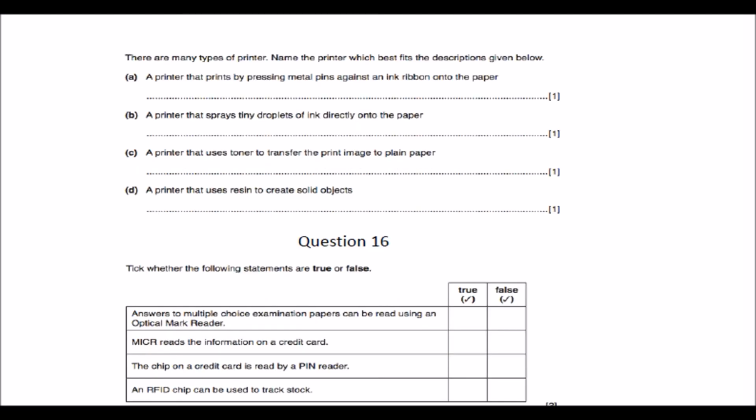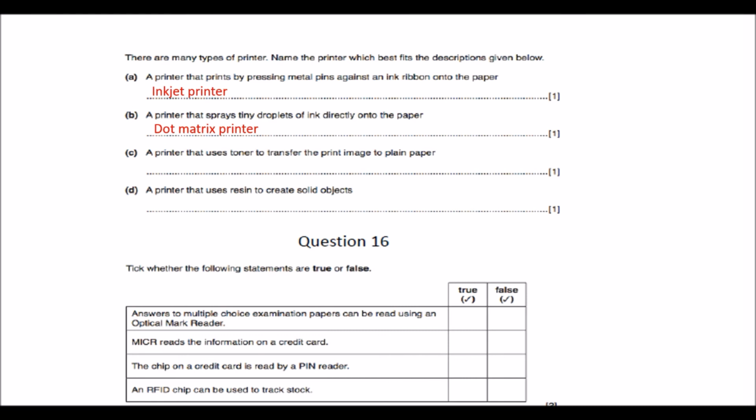This question says there are many types of printer. Name the printer which best fits the description given below. So the first one, you are given a printer that prints by pressing metal pins against an ink ribbon, so on the paper. So this is an inkjet printer. Then the second one says a printer that sprays tiny droplets of ink directly on the paper. That one is an old technology, which is dot matrix printer.